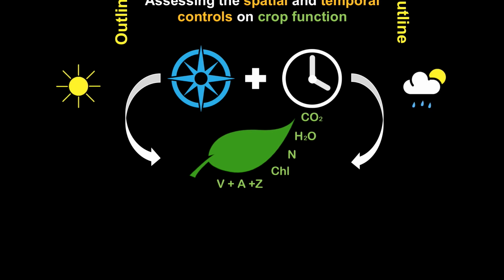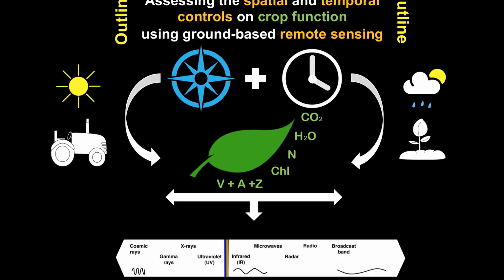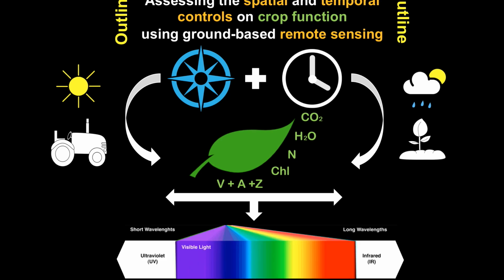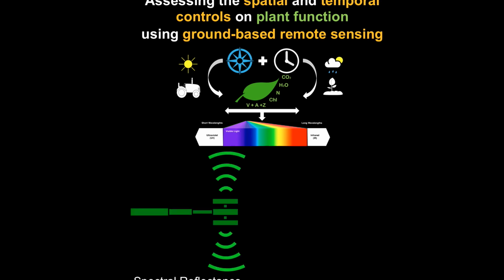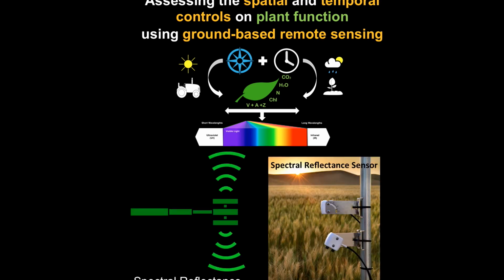And when we're looking at the controls on crop function, we have many drivers of crop function, including the light environment, the meteorological conditions, farm management, but also biophysical conditions, which will be represented by these symbols here. And we're going to do this all using ground-based remote sensing. In particular, we're going to be using the spectral reflectance sensors from Decagon Devices, and we'll be using this symbol to represent that. And here they are for those of you who aren't familiar.